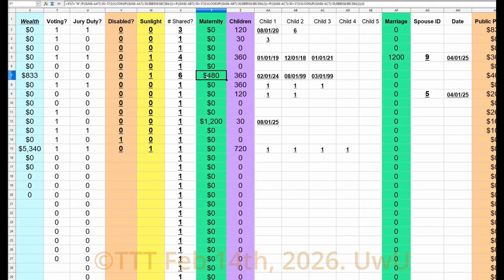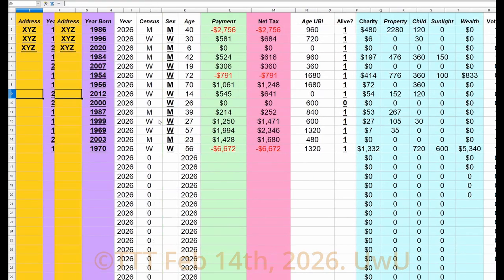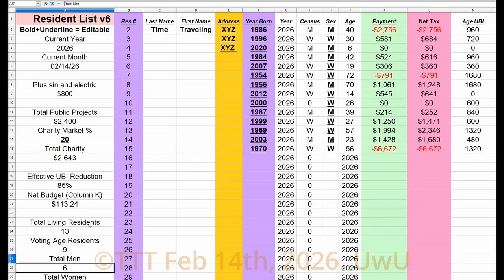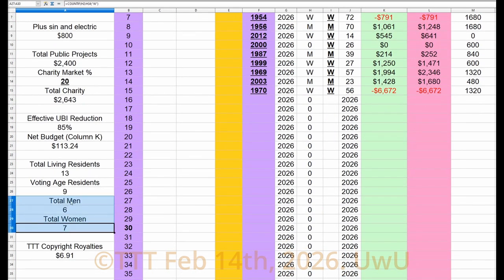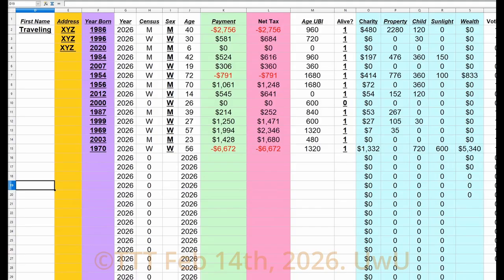Maternity, same thing. Women only. Men don't get maternity anymore, according to the database, because the database knows who's a man and who's a woman. We can also use this information for immigration. So we have down here total men, total women. So we can use our immigration to choose based on gender.